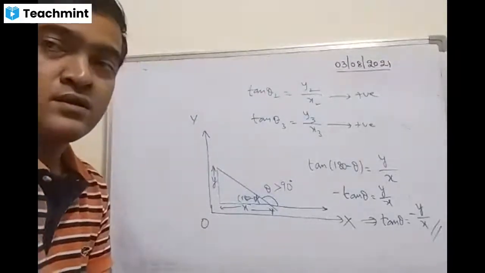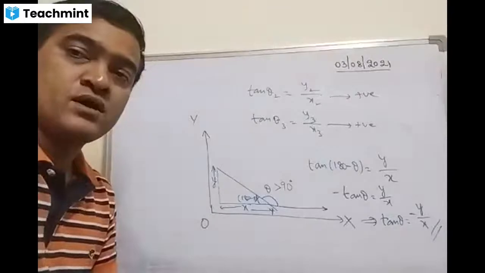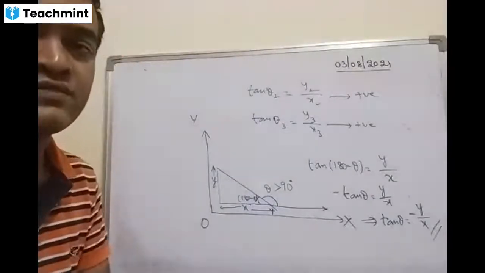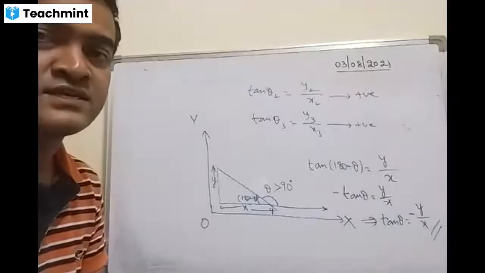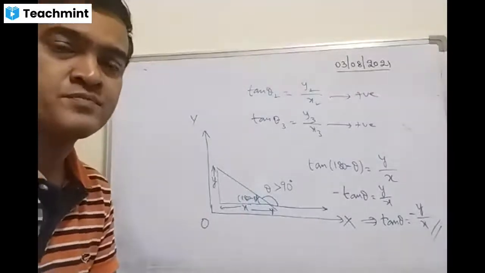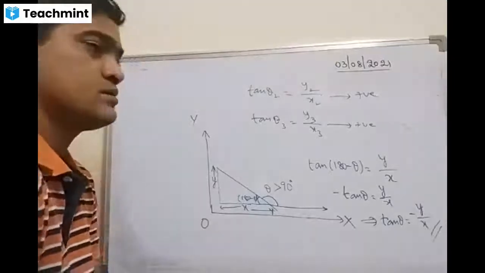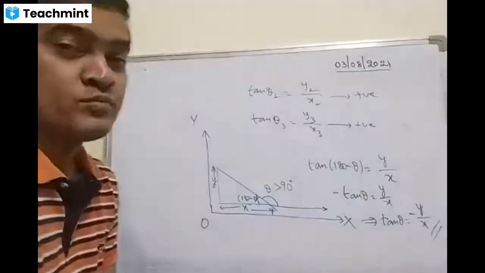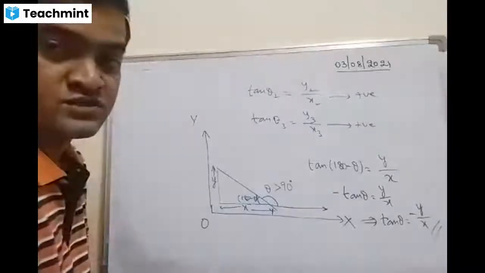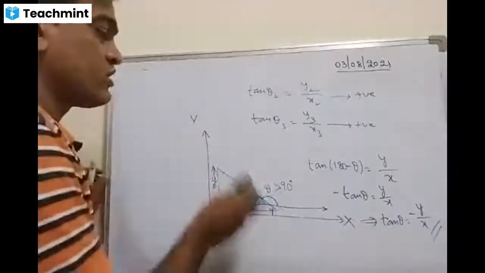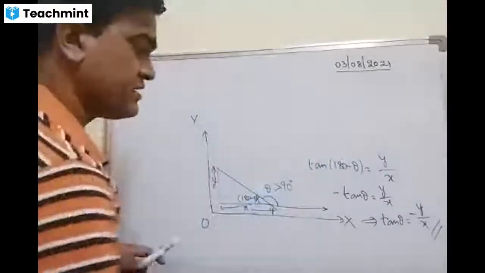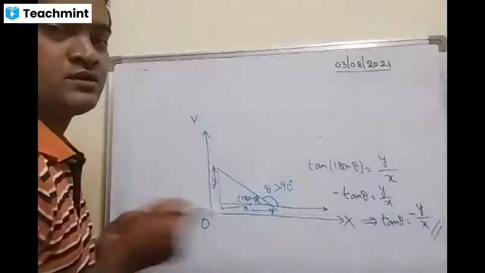Remember, when you find out slope, remember one thing: if theta is less than 90 degrees, slope is always positive. If theta is equal to 90 degrees, then slope becomes infinity. Very good question, if theta is equal to 90 degrees, then what happens, we'll see. If theta is equal to 90 degrees, how should I draw the line with respect to the x-axis?